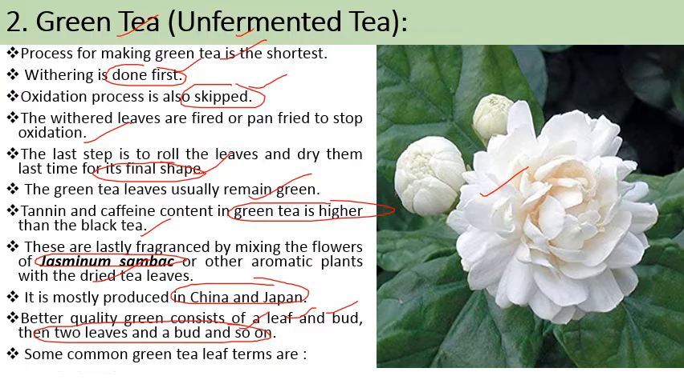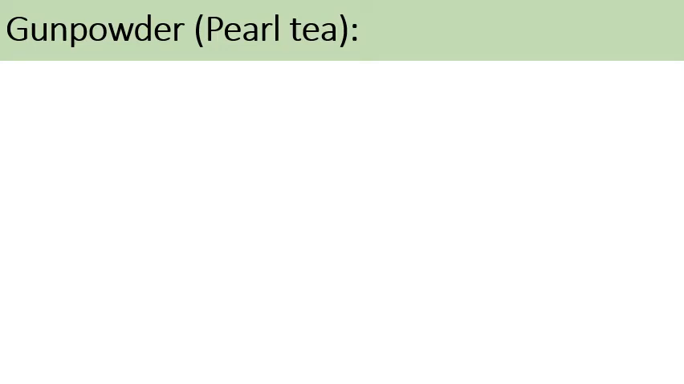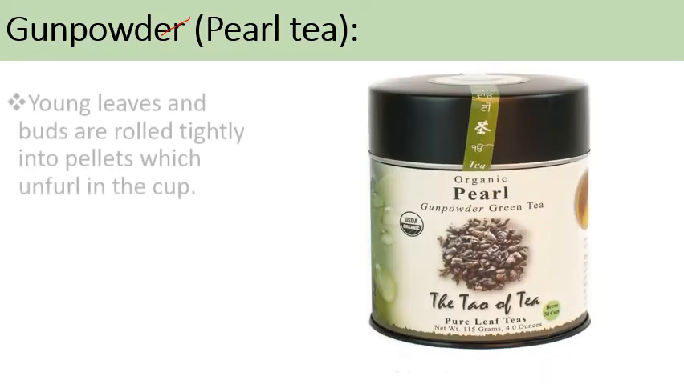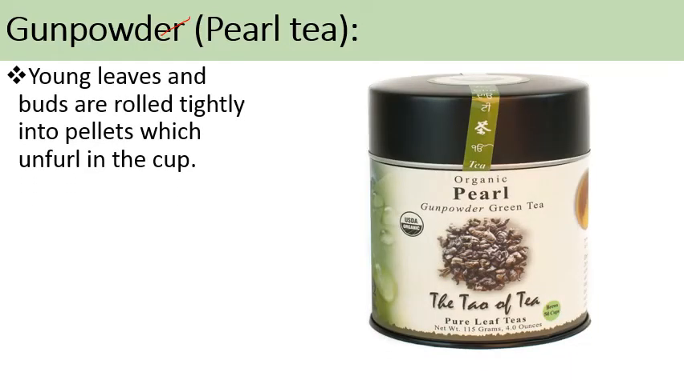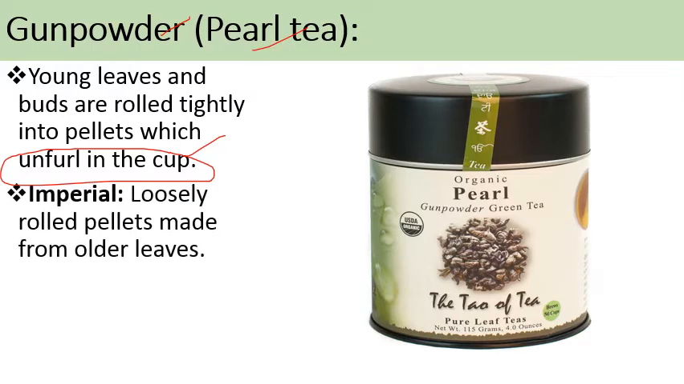Some common green tea leaf terms. Firstly, we have gunpowder pearl tea. Here, we use the young leaves and buds which are rolled tightly into pellets which unfurl in the cup. So ये term भी use करते हैं हम green tea के लिए, that is pearl tea. It is very costly tea. Then second type of green tea is imperial tea. It contains loosely rolled pellets, जो pellets हैं tea leaf के, which are made from older leaves. So that is known as imperial green tea.